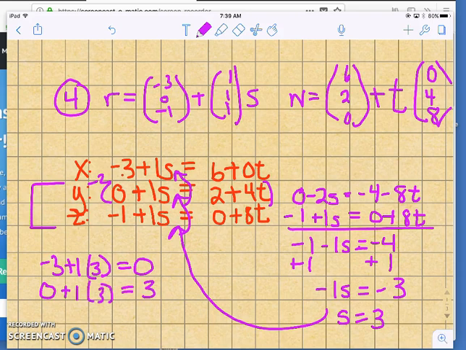that's 3. And negative 1 plus 1 times 3, that is 2. So it intersects at the coordinate 0, 3, oops, closed it early, so used to closing that parentheses, 0, 3, and 2.